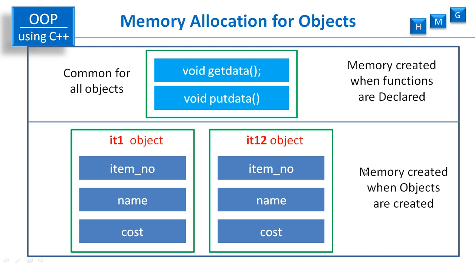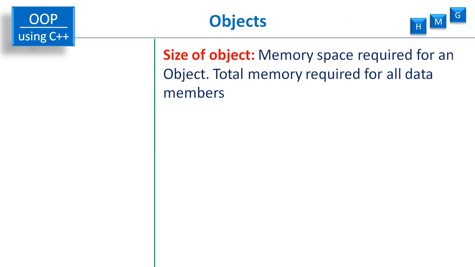Now let us see how to find the size of an object. What is the size of an object? It is nothing but the memory space required for an object. How much memory space is required for an object is called the size of the object. It is actually the total memory required for all data members. Whatever the data members, just as we have seen in the previous figure, data members means the variables. So the total memory required for the data members or variables is nothing but the size of the object. Let us understand with the help of an example.